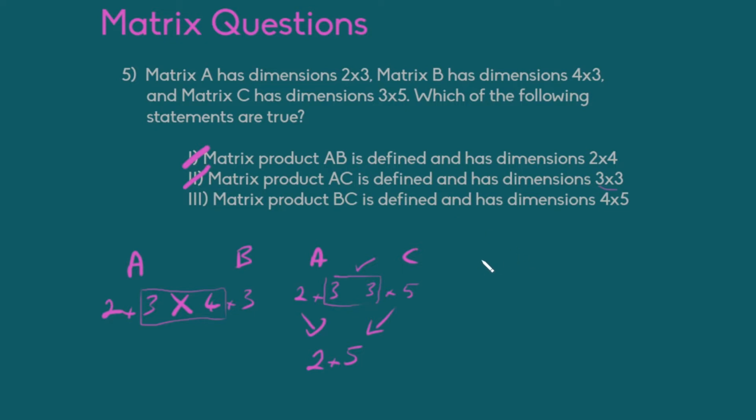And so lastly, we can check BC. Matrix B is 4 times 3. Matrix C is 3 times 5. These numbers in the middle are both 3, that matches, so the matrix product is defined. And in this case, the dimensions are our outside numbers, which is 4 by 5, and therefore statement 3 is correct. It's defined and its dimensions will be 4 by 5. Statement 3 was the only correct statement.